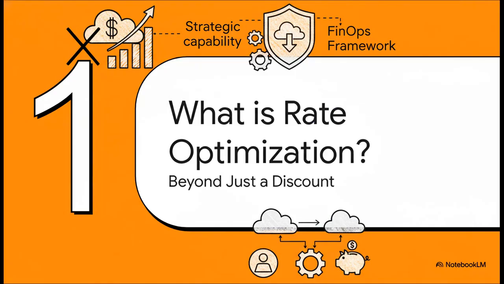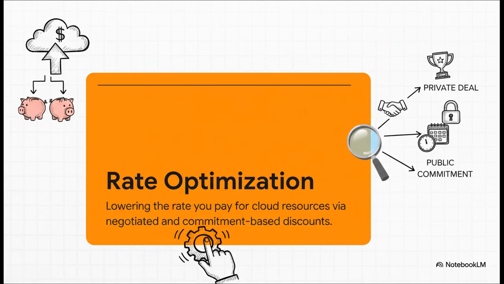Okay, so what is rate optimization really? It's so much more than just finding a coupon code. Think of it as a core capability, a real skill your organization develops as part of a mature FinOps practice. So here's the official definition. It's all about lowering the rate you pay for stuff, and you do it in two main ways. One is through negotiated deals, and the other, which is way more common, is by using commitment-based discounts that are available to everyone. The key here is being proactive about it, not just reacting when the bill is too high.